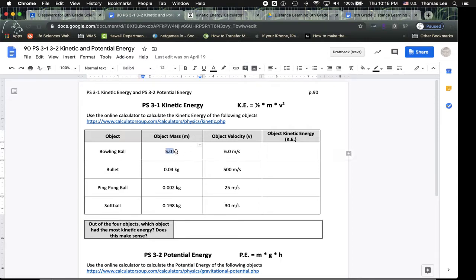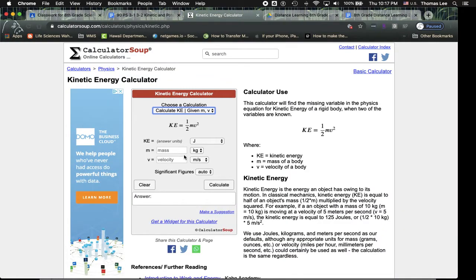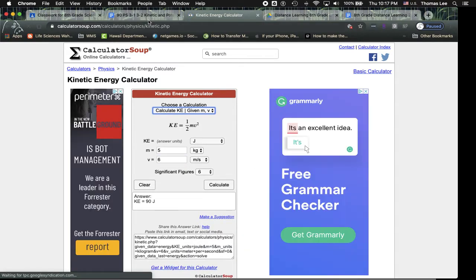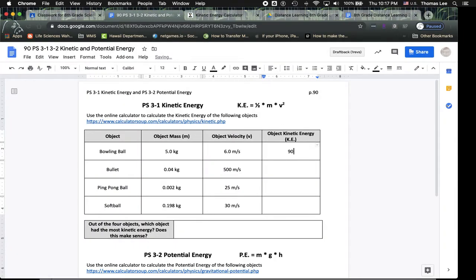We have 5 kilograms, and the velocity is 6 meters per second, and we want to find the kinetic energy for that. So we're going to open up the calculator, and we had 5 kilograms and 6 meters per second. Let's calculate, and the calculator gives 90 joules. So we can go back here and fill in 90 joules. Is that a lot? Is that a little? Well, let's find out.